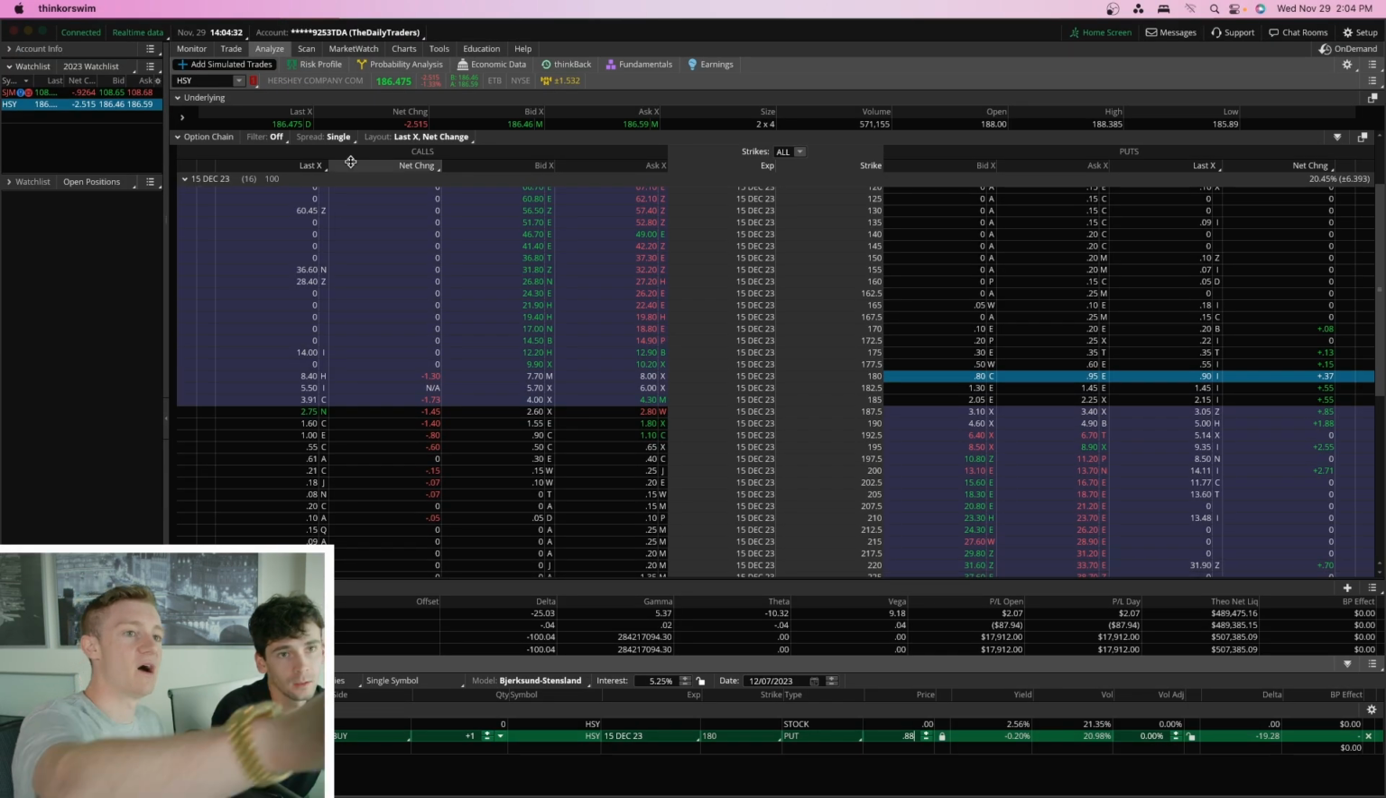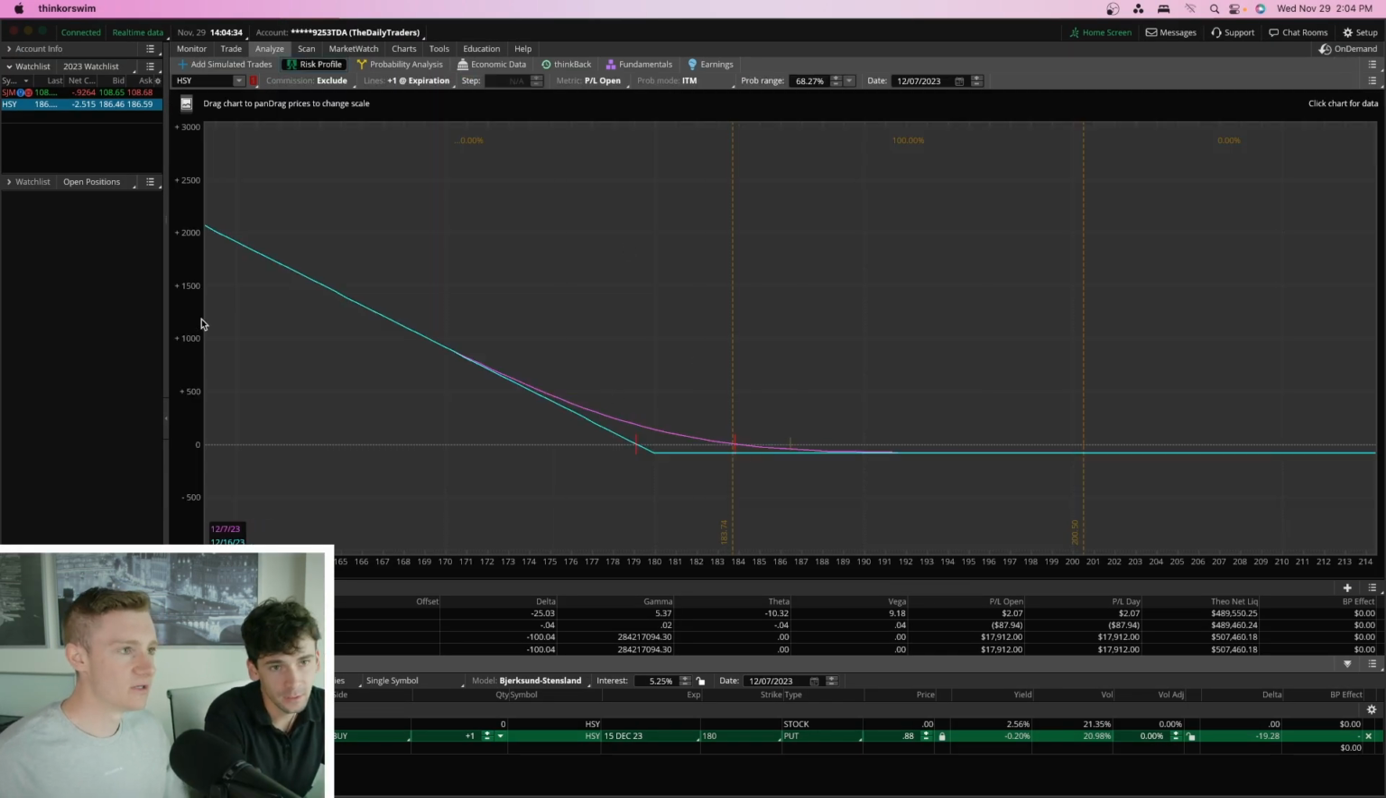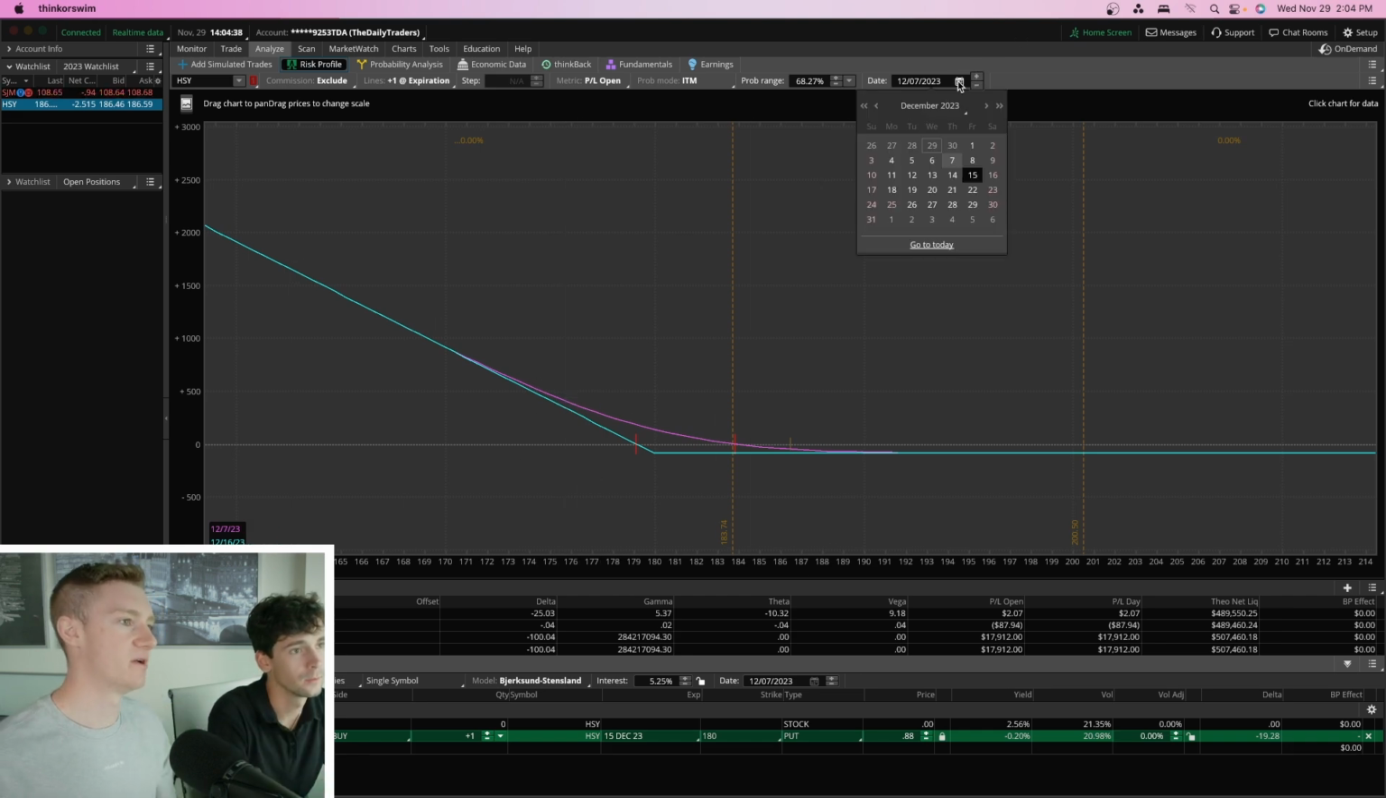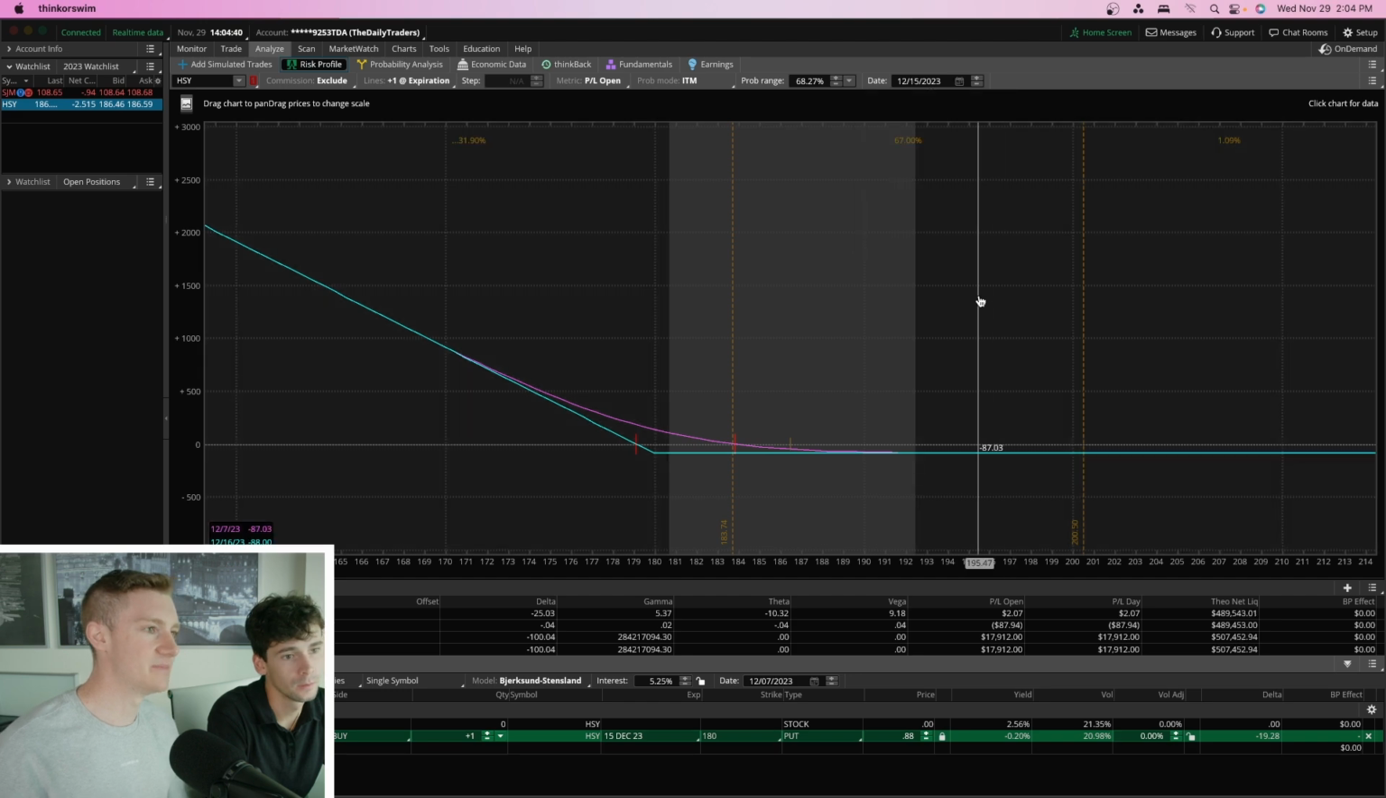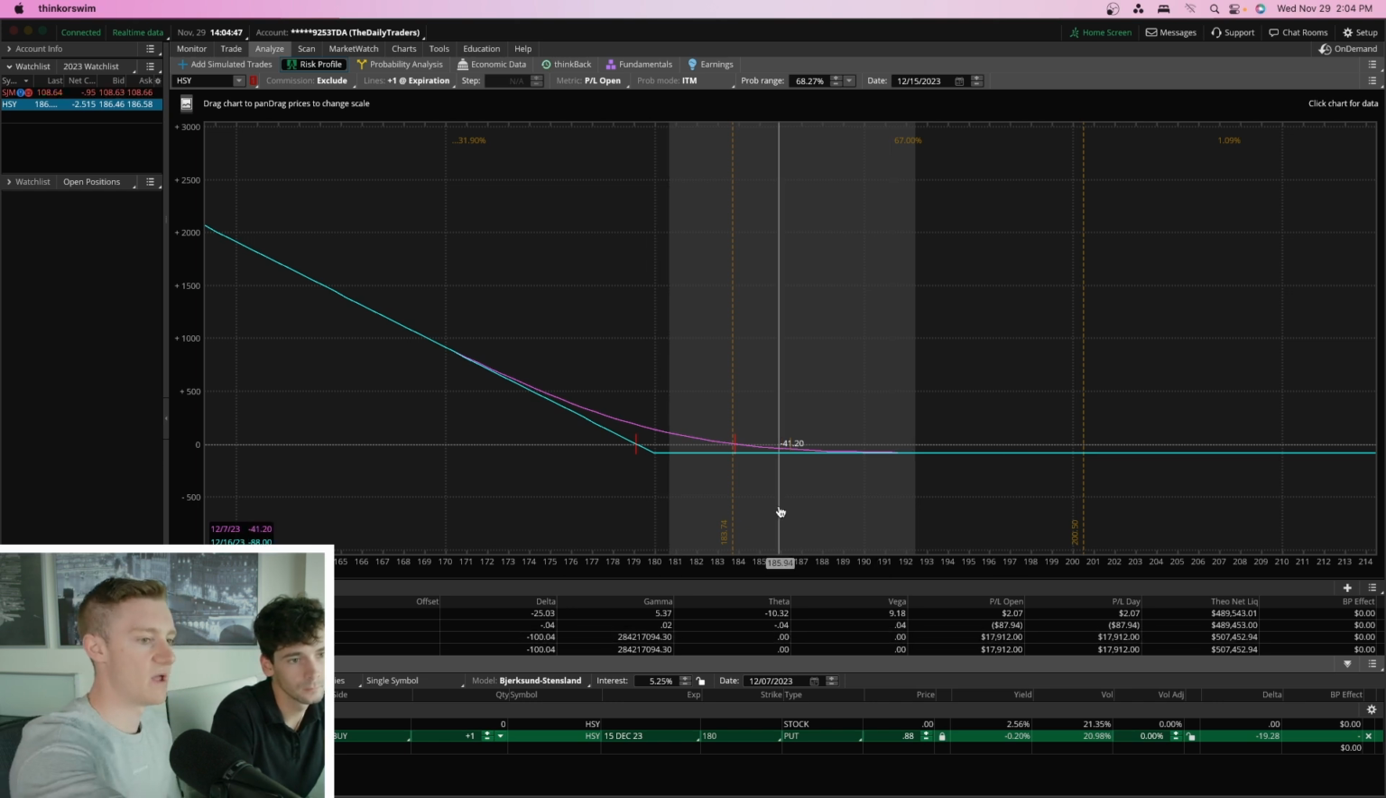Obviously, you could go to risk profile. And so what's this? What's going on here? You want to change the date to the expiration date up here. December 15th. That might change it a bit, but it looks like it's just going to be the same. Okay. So this, just ignore this. You don't need to use that. I'm not going to confuse you. This is just a visual way of looking at it. Okay. So I don't look at this at all.